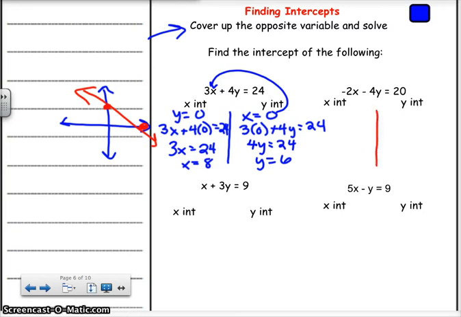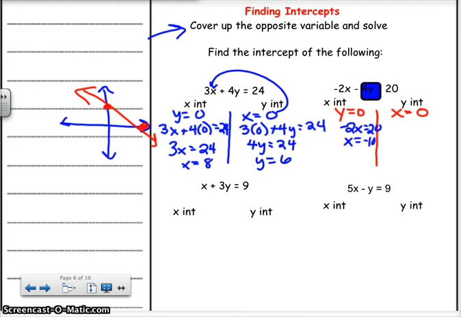Okay, the next one, make your t-chart. At the x end, y is 0, or I cancel the y out. I don't go up or down anything. At the y end, x is 0. Now watch how I handle this. When I'm a student and doing it on my worksheet, I usually use my pinky or finger to cover up the opposite variable. Here I'm going to use this. At the x end, y is 0, so I just cancel that out. What do I have left? Negative 2x equals 20. X is negative 10.